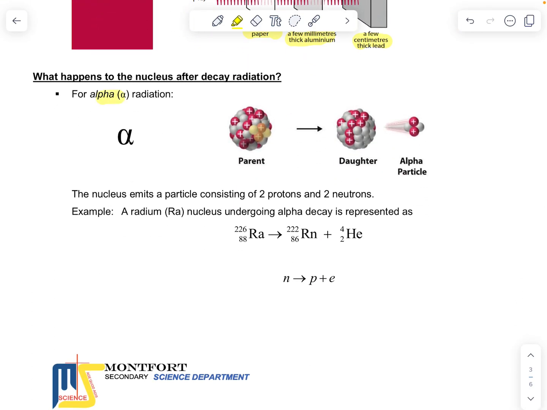Okay, looking at alpha radiation. Alpha radiation is when the nucleus emits 2 protons and 2 neutrons, which is helium-4, with 2 protons. So you can see an alpha particle as a helium nucleus. This is the element radium, which decays into radon and helium.